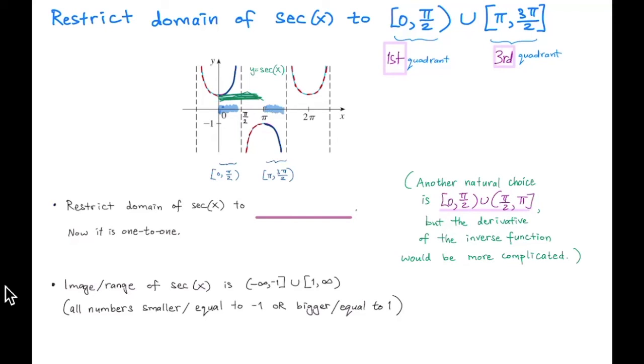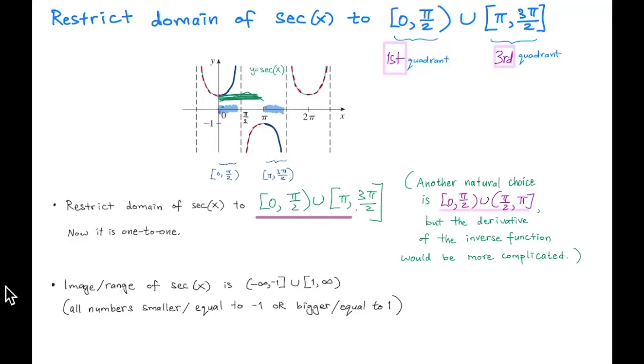In some situations, there are people who do use this choice, but the reason our book doesn't use this, and the reason we're also not using this in this class, is because if we were to use this choice, the derivative of the inverse function would be more complicated. So we're choosing this other one because then the derivative would be simpler. So this is the one we have. So 0 to pi over 2 and pi to 3 pi over 2.